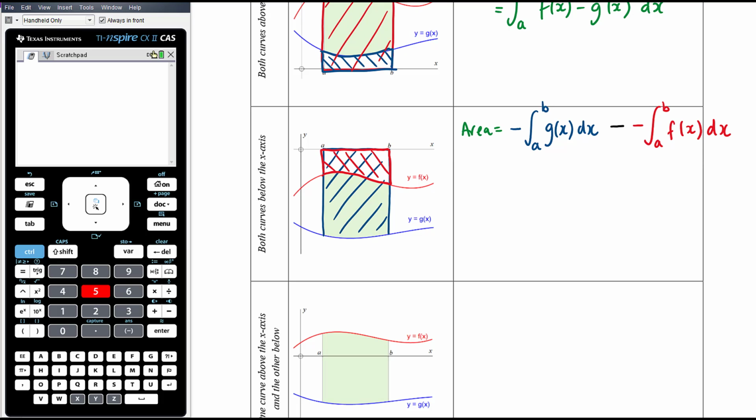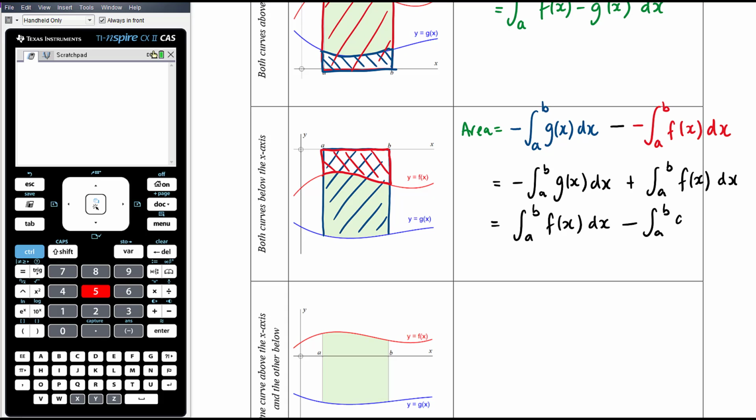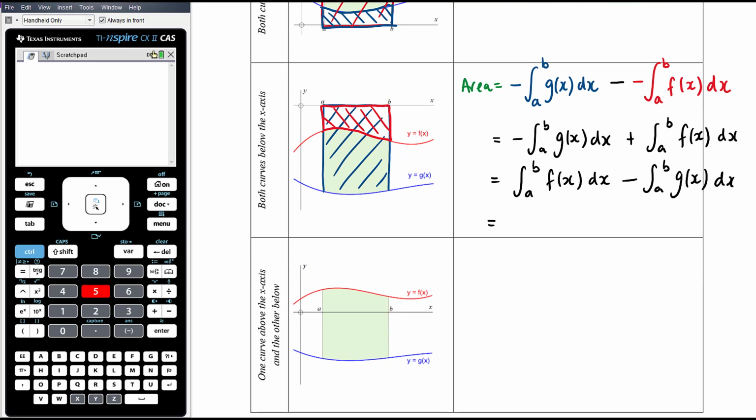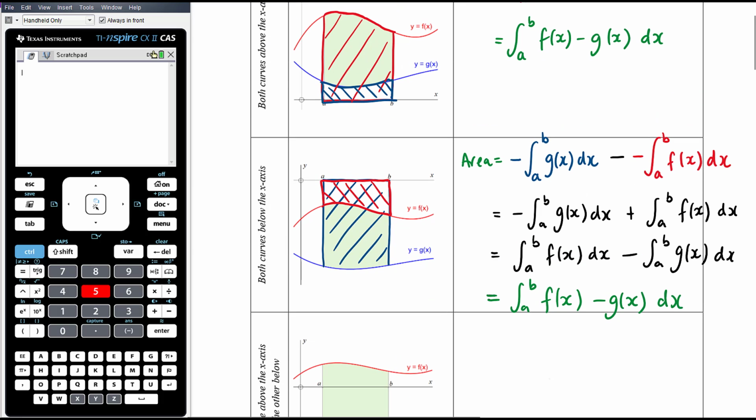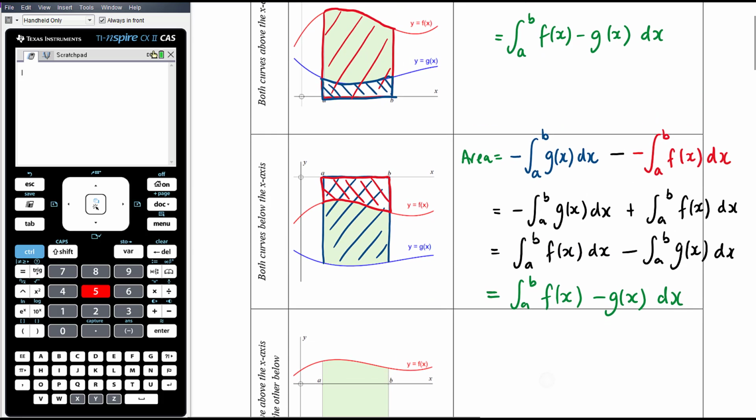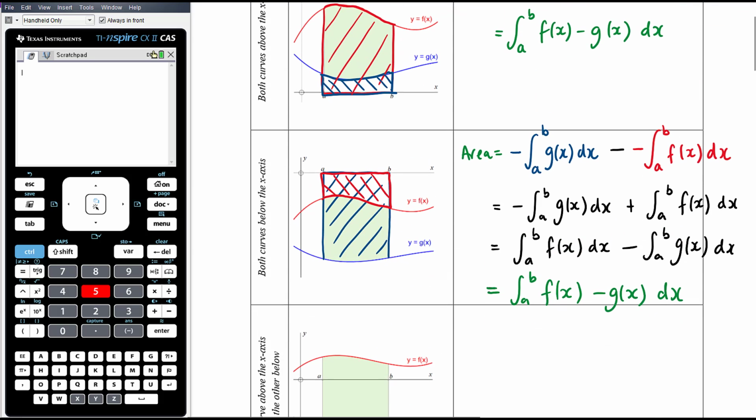Okay, so let's be clear about what we've got here. This is the negative integral from a to b of g of x plus the integral from a to b of f of x, which is the same as the integral from a to b of f of x take away the integral from a to b of g of x, which, given that the limits on those integrals are the same, is just the one integral from a to b of f of x take away g of x, which is the same as what we got when both curves were above the x-axis. So you'll notice in all three examples, f of x represents the top curve and g of x represents the bottom curve.